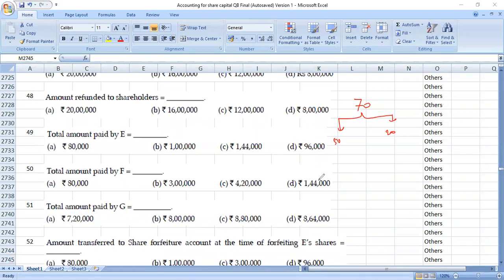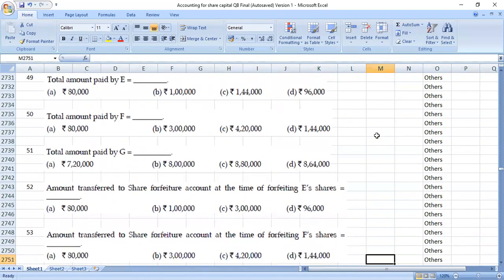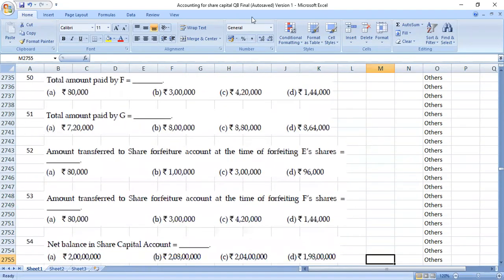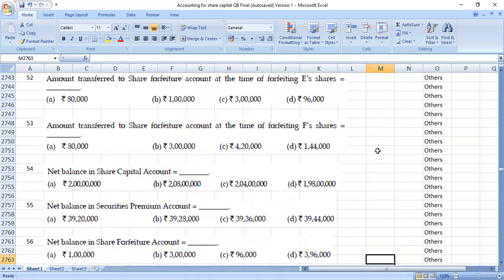So what is the total number of shares that he is holding? 6,000 shares into 50. That will be 30 followed by 4 zeros. 3 lakh rupees is the amount of money that will be transferred to share forfeiture account, because the premium is excluded. That is the amount that is transferred. Understood? So that is simple. Once you know the concepts, it is very, very simple.